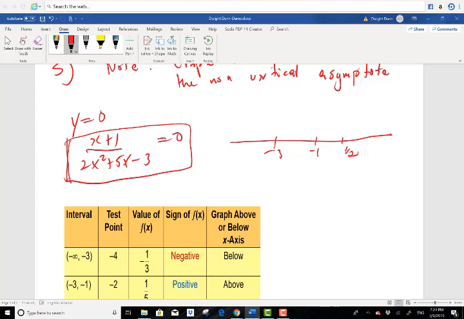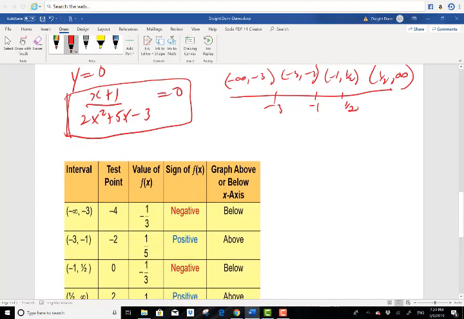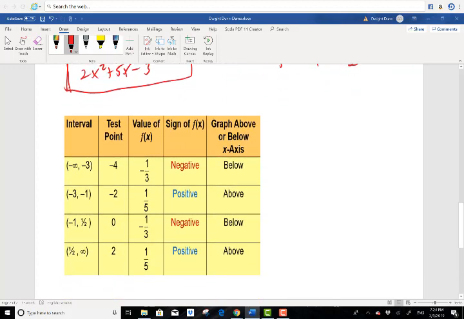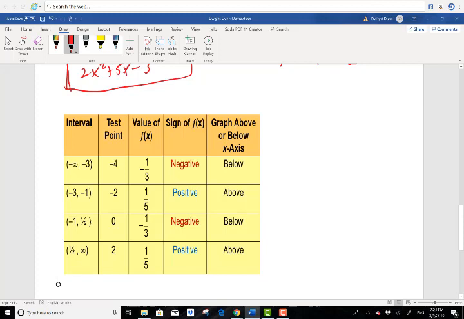So if we have those things now, this is going to divide the x-axis into important intervals. So for the first piece, we're going to have the first interval right here, which is going to be -∞ to -3. The second piece is going to be -3 to -1. The next piece is going to be -1 to a half. And the next piece is going to be a half to +∞.